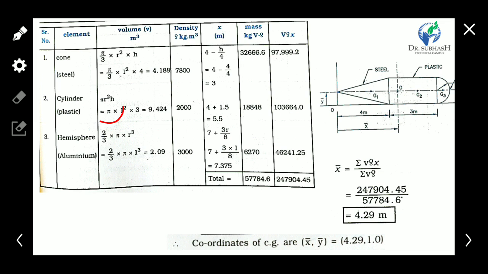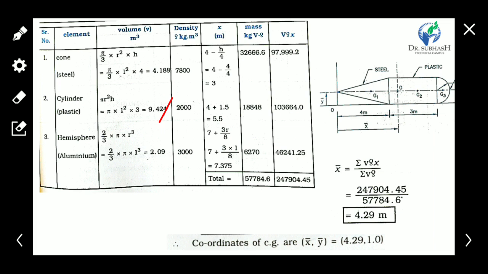Now the cylindrical volume. We know the equation of cylindrical volume is pi r square h. The radius is again 1 meter, h is 3 meter. So the volume of cylinder is 9.424.